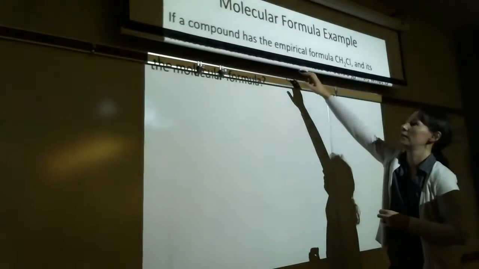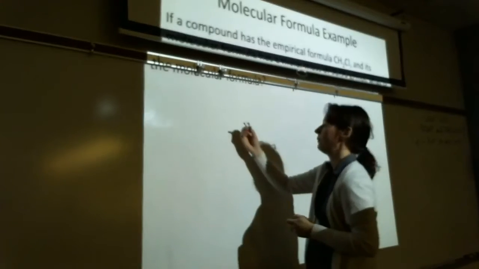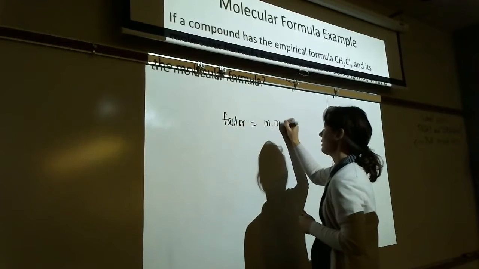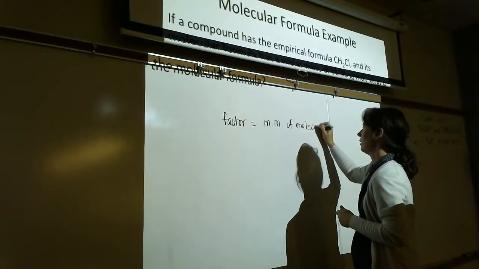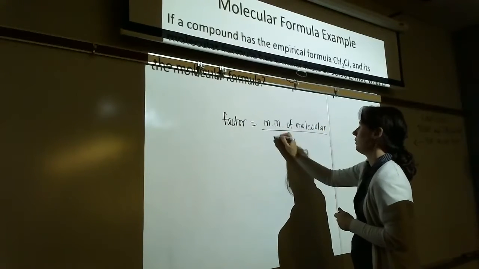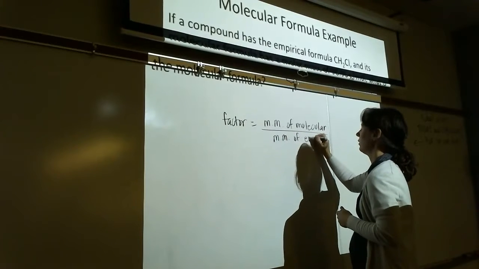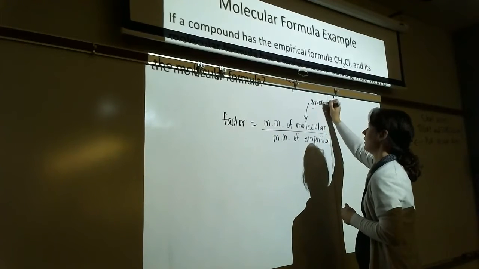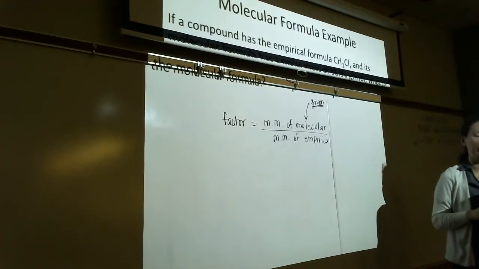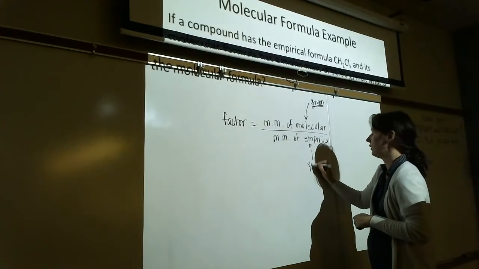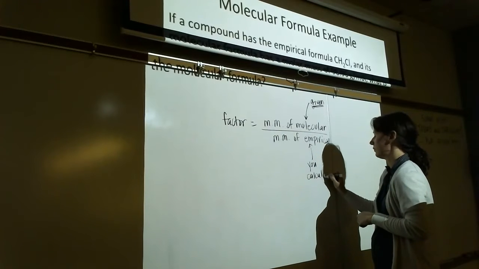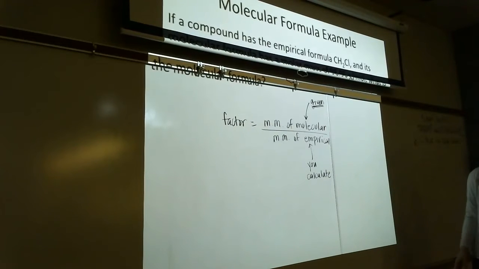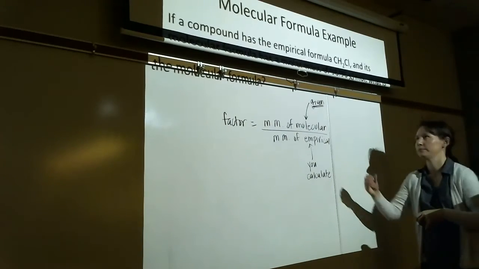The way we get it, I'll pull the screen back down in just a second. I just want you to see the formula. The factor that we use is the molar mass of the molecular divided by the molar mass of the empirical. Now this you have to be given. That's got to be given to you. You can't do this without that. And then this, you calculate. The molar mass of molecular divided by the molar mass of empirical gives us the number that we then multiply by.